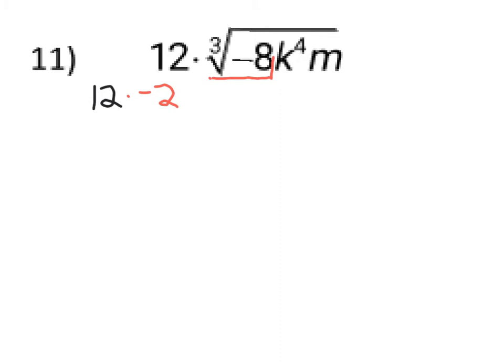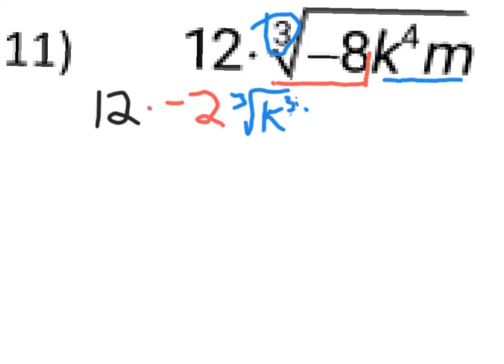And recall that if this is a cube root, we want to put all of our variables in chunks of 3, as many chunks of 3 as we can make. So that's going to look like cube root of k to the third times cube root of k, and there's only one left over, right? We used all 4 now. We took a chunk of 3 out, and then there's one left, so it's just a k. The last piece is the m, and you can't put that in a chunk of 3. It's only one of them. So cube root of m.